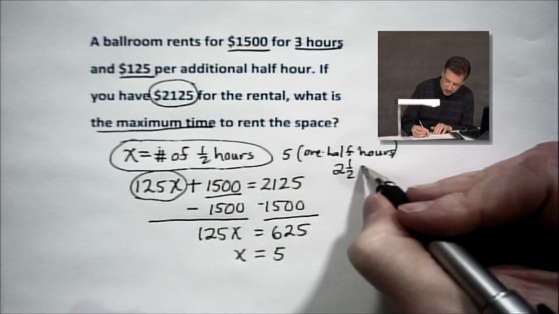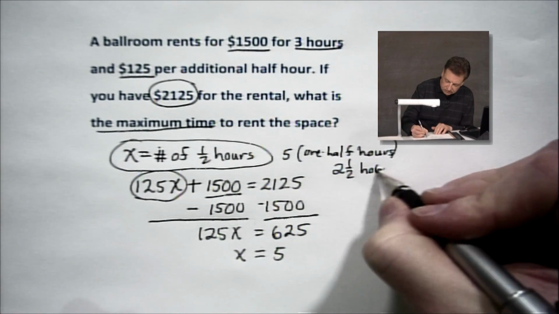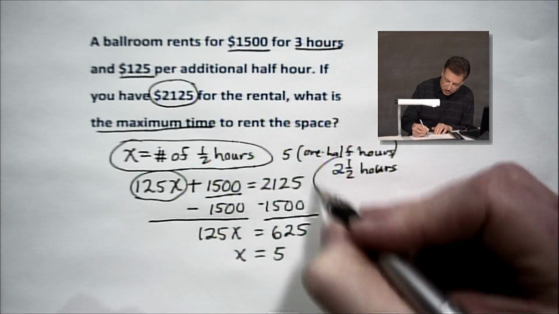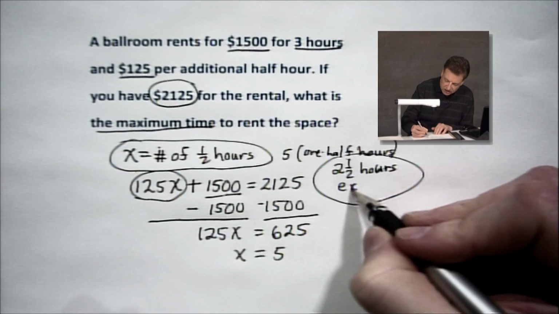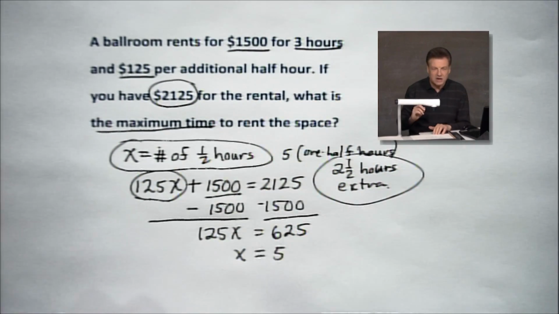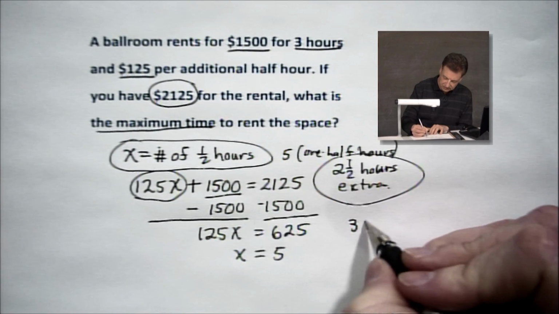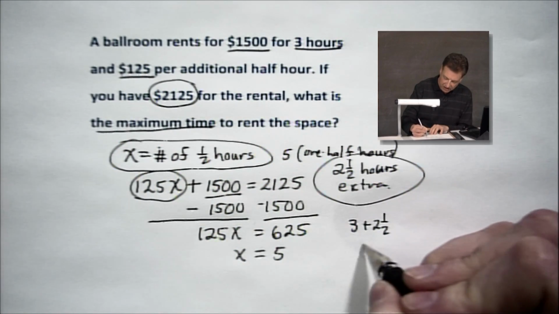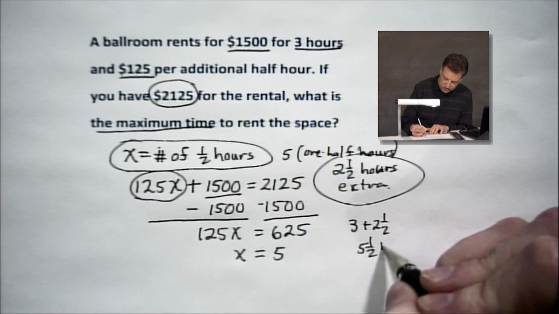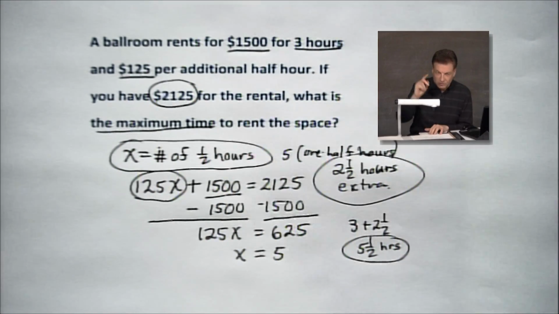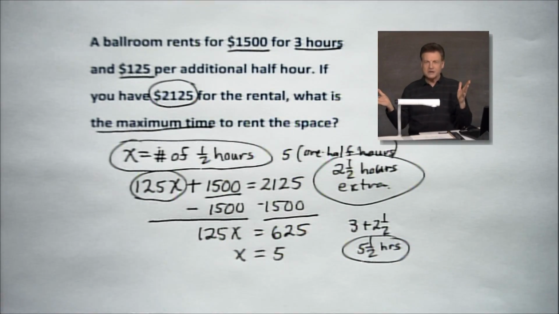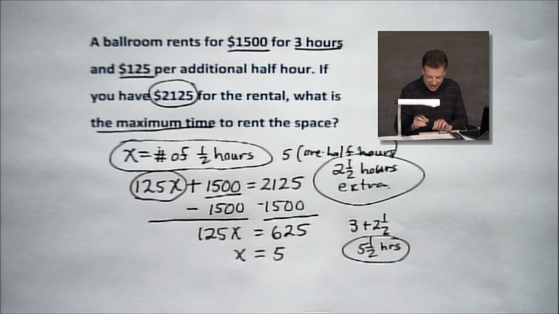So that actually is what we have total for the additional cost. We'll call it 2.5 hours extra we can afford. Plus, we have the 3 hours already, so 3 plus 2.5. Wow. 5.5 hours we can afford to rent this space. For whatever party's going on or whatever we're doing, that's what we have with $2,125 set aside for our rent. That is what we can afford, and that's where we go.